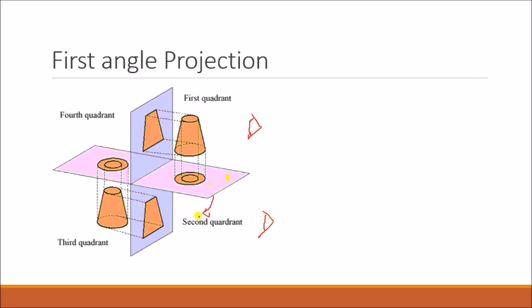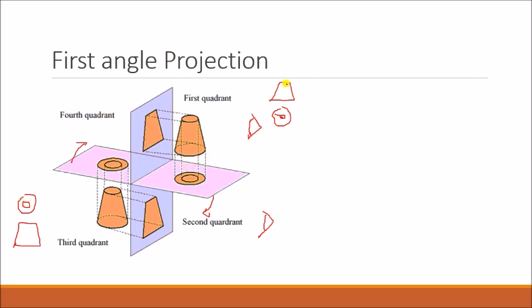Once I open this plane and keep it upwards, you will get your front view here and top view here. So the main difference between first angle and third angle is that, once you open this in first angle, your front view will be here and your top view will be at the bottom. Clear? Same way, if you open this in third angle, your front view will be here, and whatever top view there is will be at the top. So that is the main difference between first angle and third angle projection.